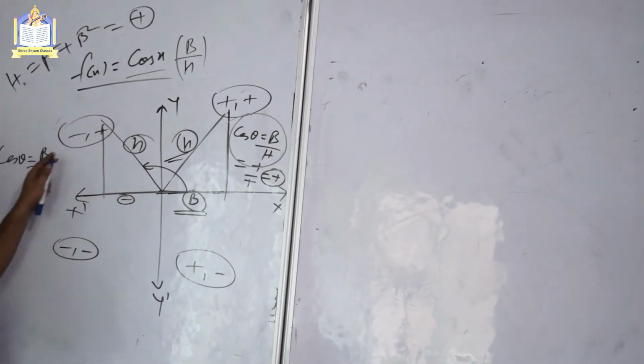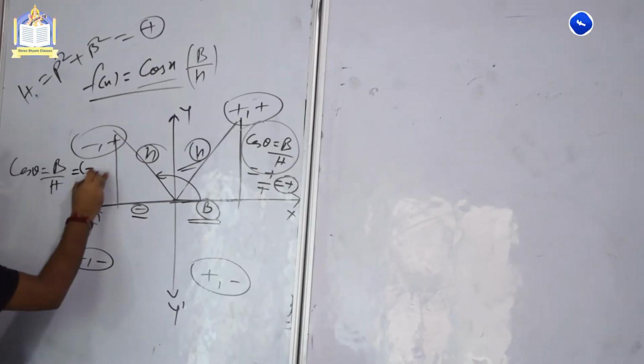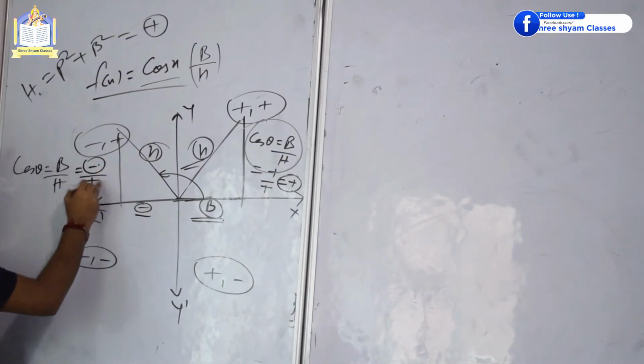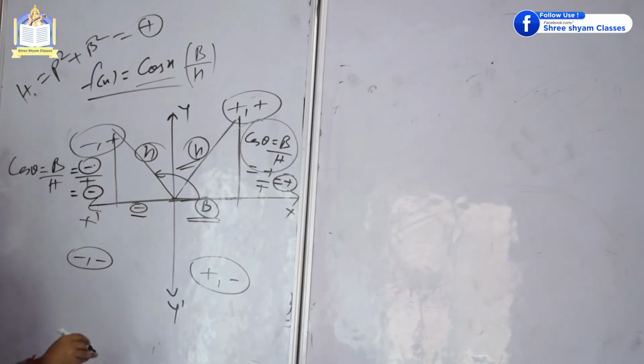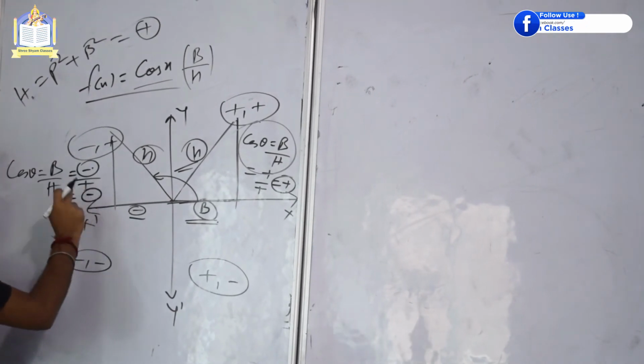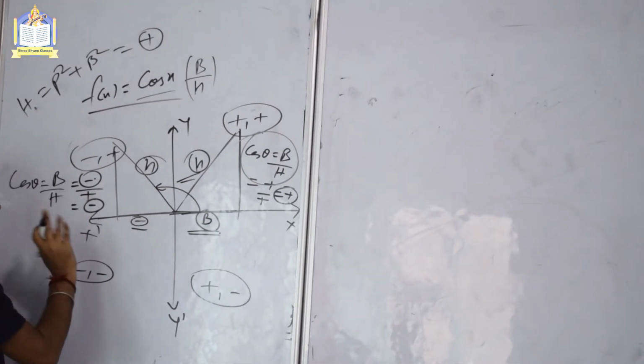So cos theta is b by h. Here the base is negative and the hypotenuse is positive. So negative by positive gives a negative result, which means in the second quadrant cos theta is negative.